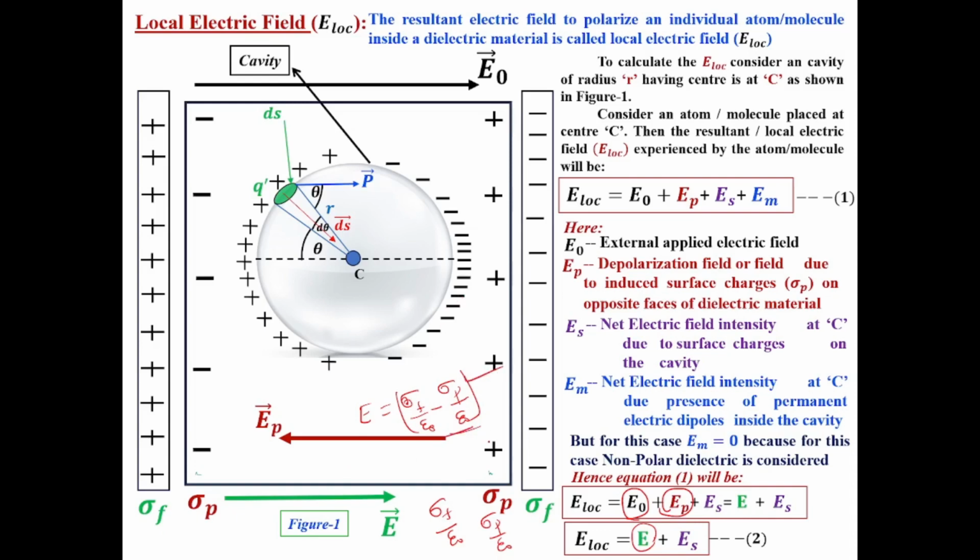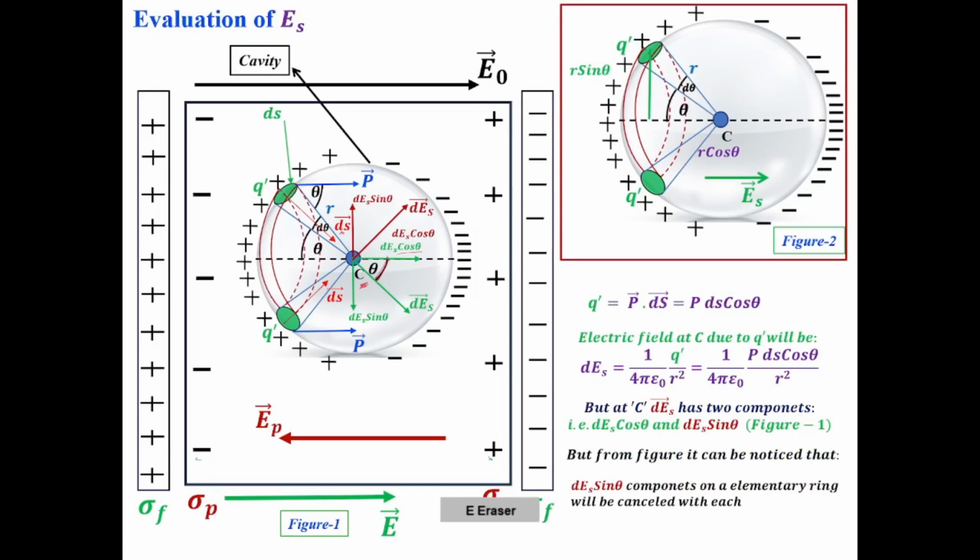Okay, so here to find out the local electric field, we have to evaluate only this Es. That means the electric field due to charge on this spherical cavity. Okay, so we have to evaluate the electric field intensity Es due to this charged spherical cavity, and then whenever we add it with E, we can find the local electric field. Okay, now here you can see what is the basic difference between this figure and this figure.